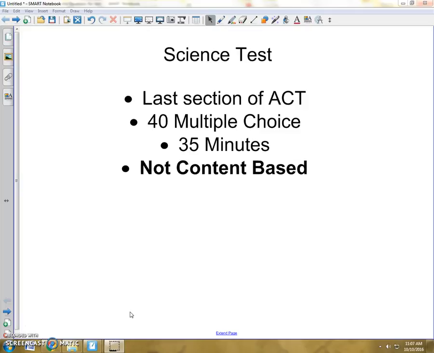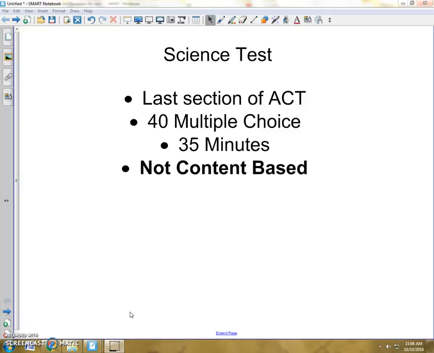And so when you get to the ACT science section, you've nearly tested for 3 hours at this point, and you're going to be pretty tired. So fatigue is a big deal when it comes to the science section of the ACT. But it is the last section. It consists of 40 multiple choice questions, and you have 35 minutes to take it.